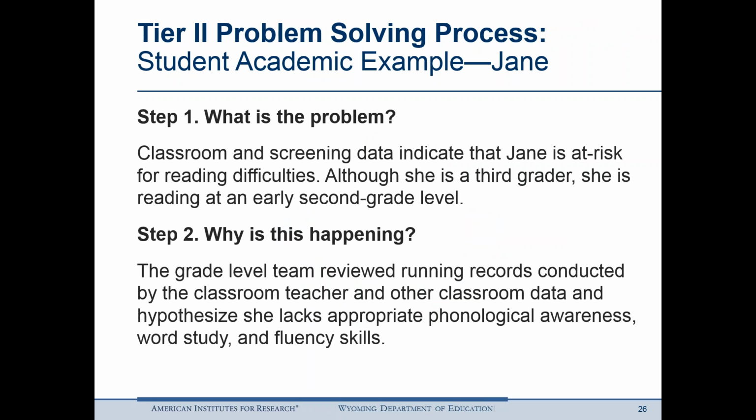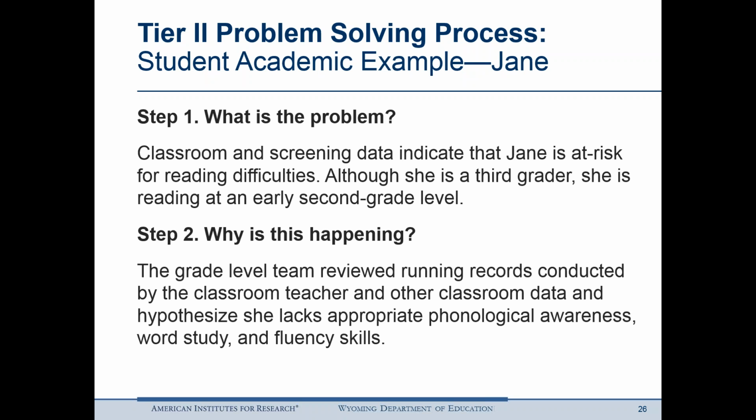Let's use the problem-solving process in a student academic example for Jane. In step 1, we identify what the problem is. For Jane, her classroom and screening data indicate that she's at risk for reading difficulties. Although she's a 3rd grader, she is reading at an early 2nd grade level. The next step in the process is to identify why this is happening.